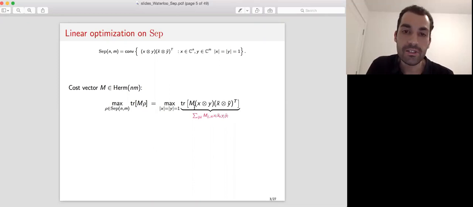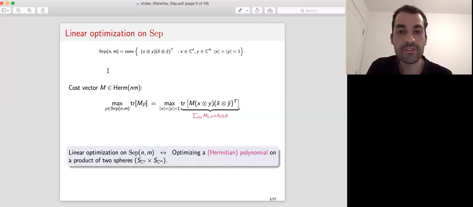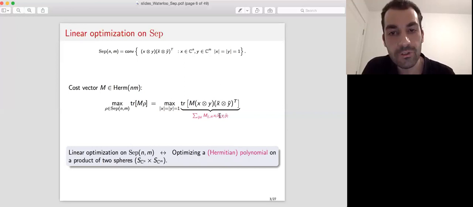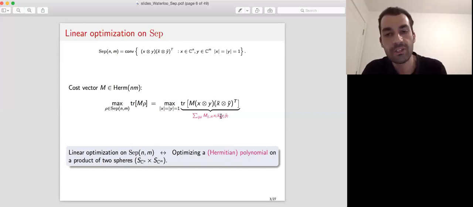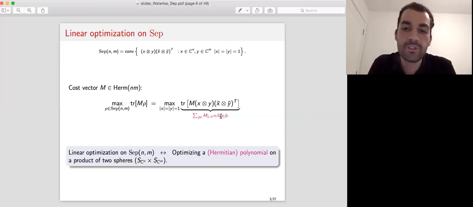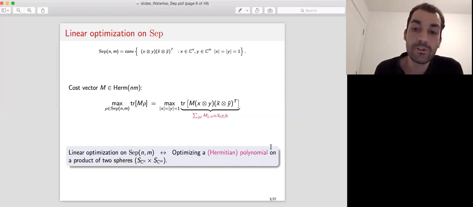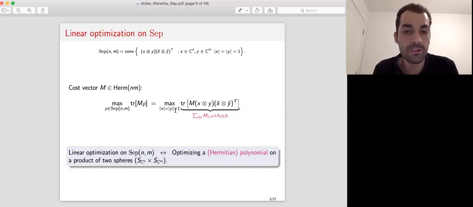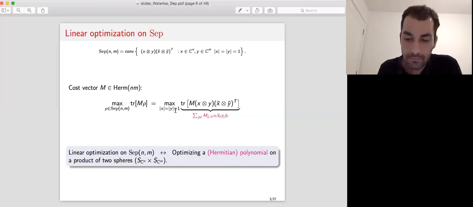Okay, so really what this tells us is that the problem of optimizing a linear function on the set of separable states is exactly the problem of optimizing a certain polynomial. It's a Hermitian polynomial. It depends on x and x bar, but the output is always a real number. So that's why it's a Hermitian polynomial on a product of two spheres. Okay, so here x has to live in the sphere, y has to live in the sphere. So really my feasible set is a product of two complex spheres.